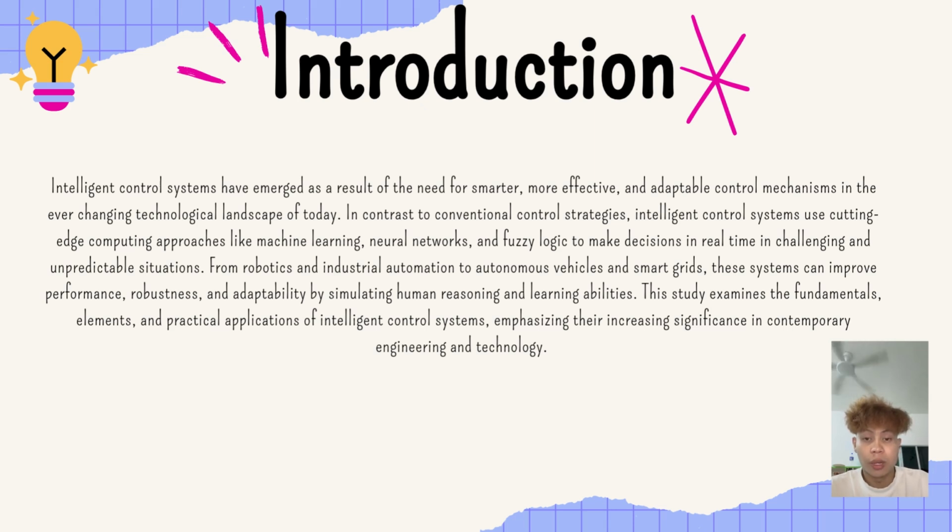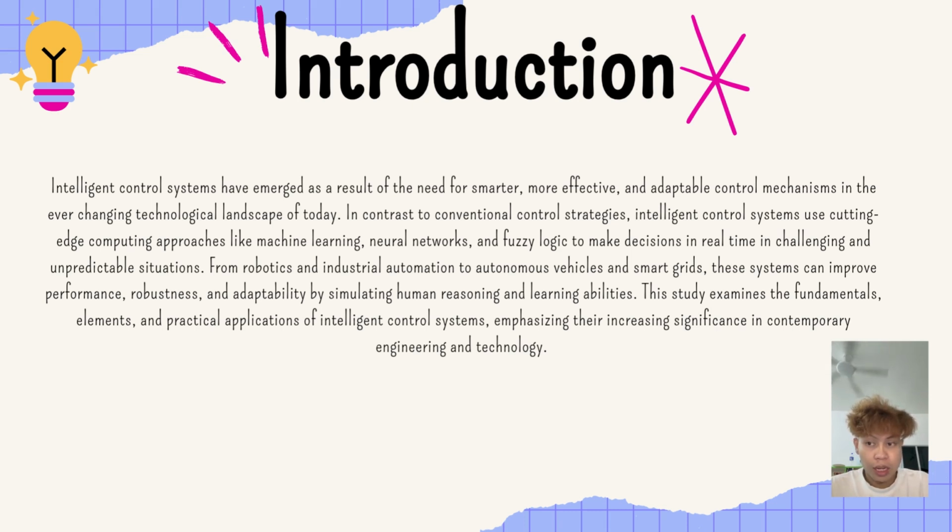Okay, I will explain about the introduction. Intelligent control systems have emerged as a result of the need for smarter, more effective, and adaptable control mechanisms in the ever-changing technological landscape of today. In contrast to conventional control strategies, intelligent control systems use cutting-edge computing approaches like machine learning, neural networks, and fuzzy logic to make decisions in real time in challenging and unpredictable situations.